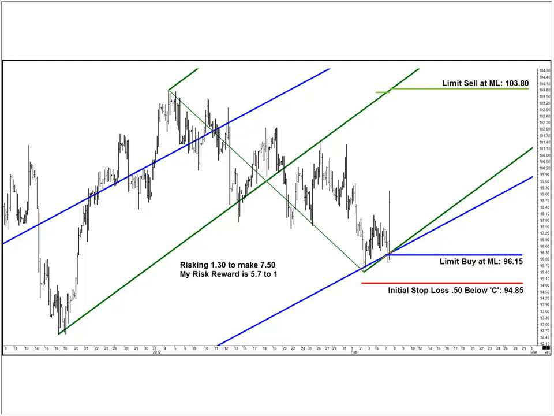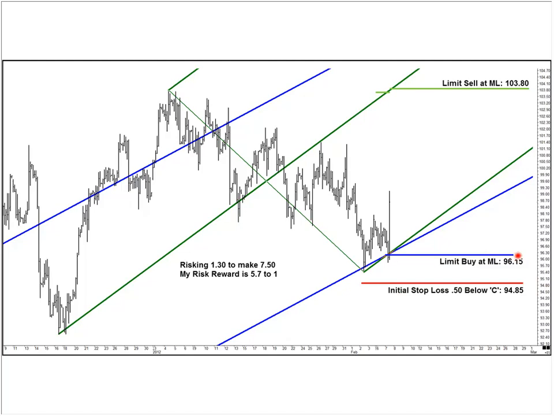I want to be below the C pivot, and I know from doing some simple statistical work that when I get below significant lows, if I get half a dollar below, that's enough slop, if you will, that if I get stopped out, I really don't want this position any longer. It's past the noise factor, if you will. So my stop is going to be 50 cents below the C pivot at 94.85, $1.30 lower than my initial entry.